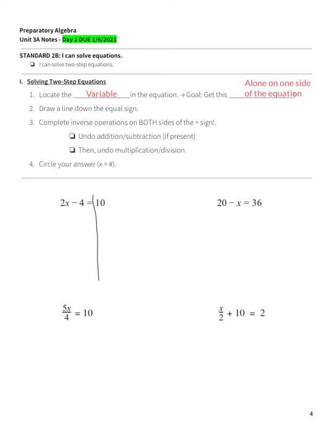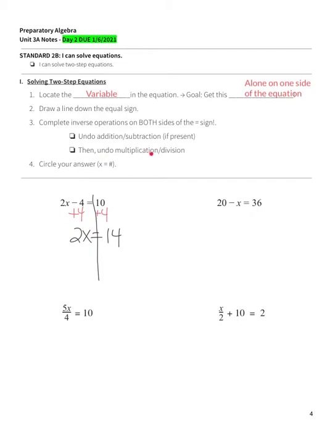And what is the inverse operation of subtraction? Addition. So I need to add 4 to both sides. Whatever you do on one side of the equation, you always have to do on the other side of the equation, or else it will not remain equal. So I've added 4 to both sides. So now I'm simply left with 2x on this side and 14 on this side, because 10 plus 4 equals 14, and negative 4 plus 4 equals 0. So this is gone, and I simply have my 2x.